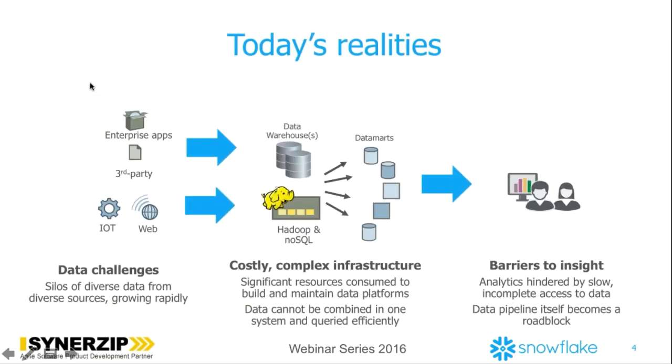So what are today's realities? Today's realities are that data is coming from multiple sources, not just enterprise apps, but from third-party resources. It's coming from Internet of Things. It's coming from the web. And they're very different sources, very differently structured. The thing is that you're still getting CRM and enterprise apps typically providing data to data warehouses, while machine data or weblog data is going to the Hadoop or NoSQL systems. And both of these are complex and costly infrastructures to maintain.